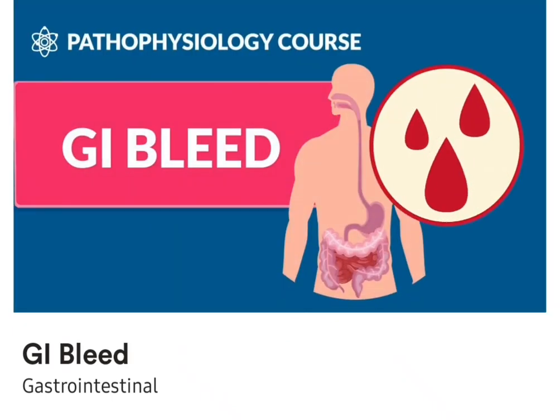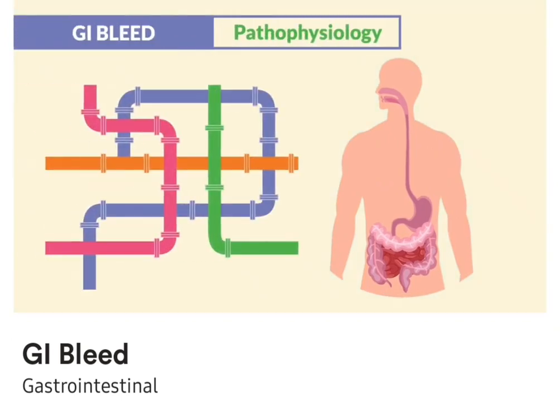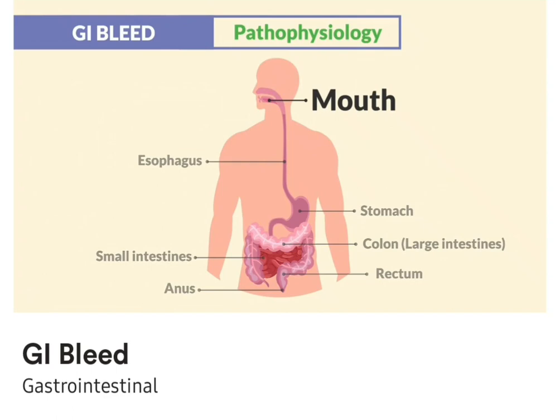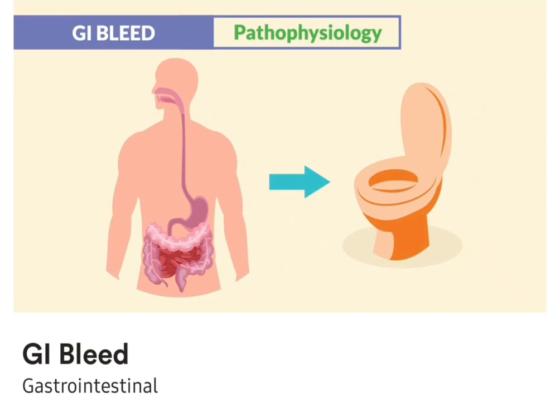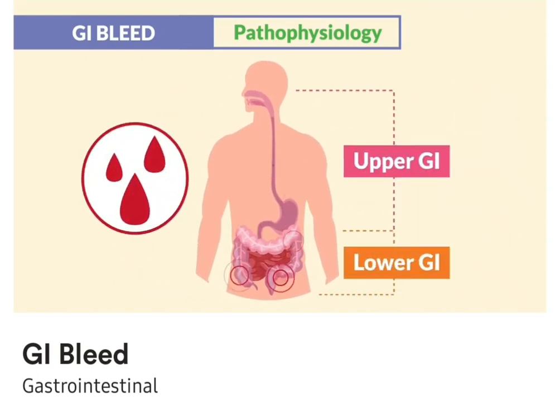Now for GI bleeds. As you know, the GI tract is like a plumbing system, starting at the mouth, down through the esophagus, to the stomach, to the small intestine, and then through the colon, our large intestine, and then out the rectum through the anus, from the body and into the potty. Bleeding can occur anywhere in this GI tract, and it usually is classified as an upper or lower GI bleed.